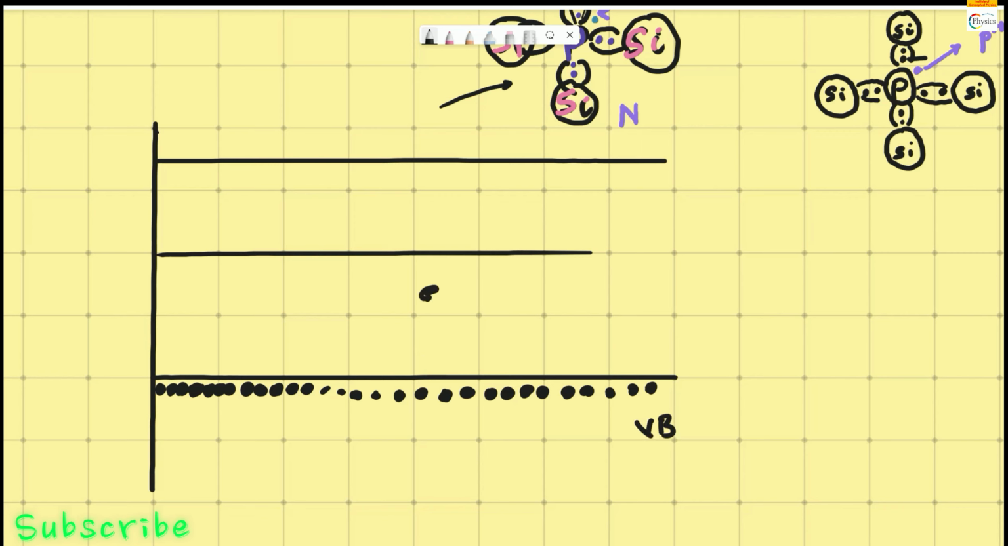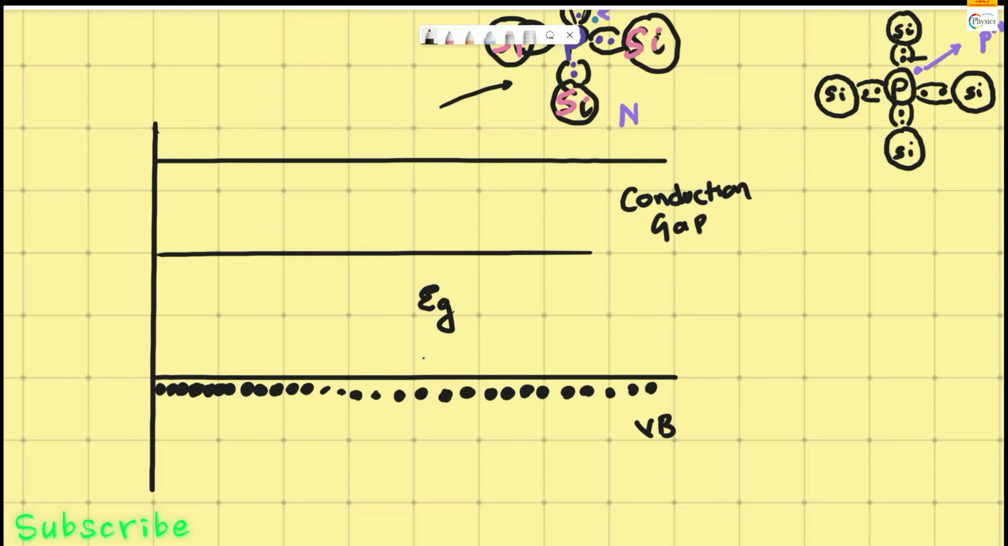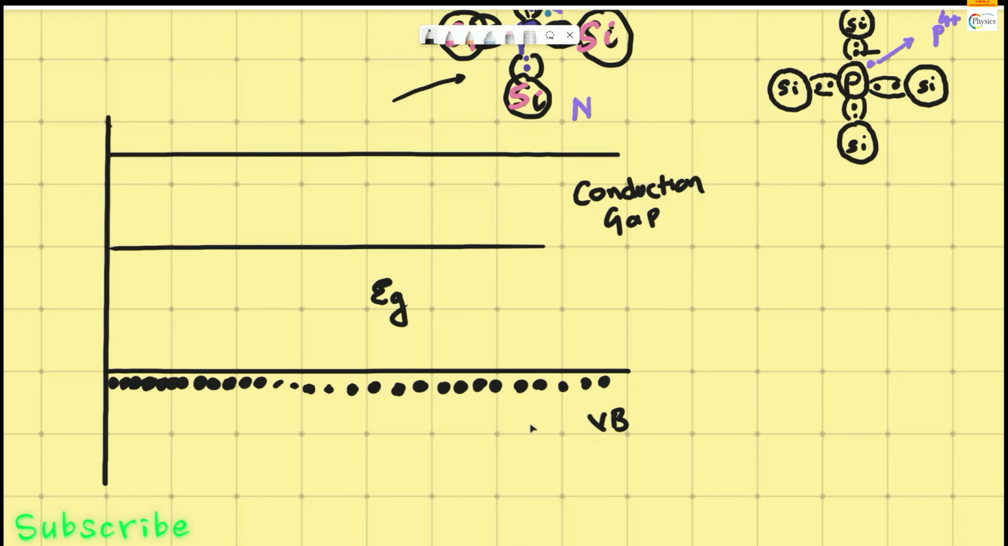This is your energy gap, and this of course is your conduction gap. Your aim is always that the electrons in the valence band jump and reach the conduction band. Let's see, at 0 Kelvin you will not be able to achieve this movement of electrons from the valence band. So these are electrons. Okay, let me just label it for simplicity.